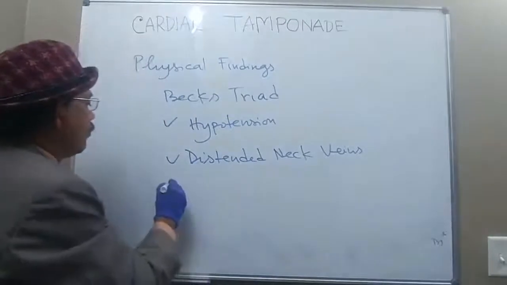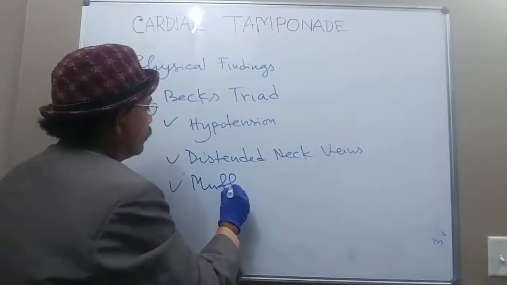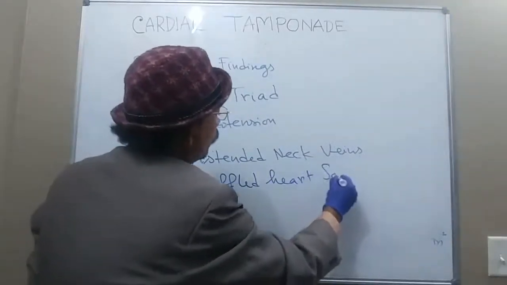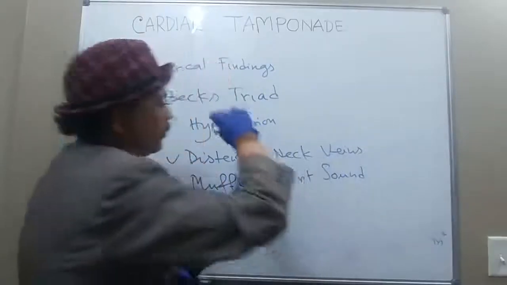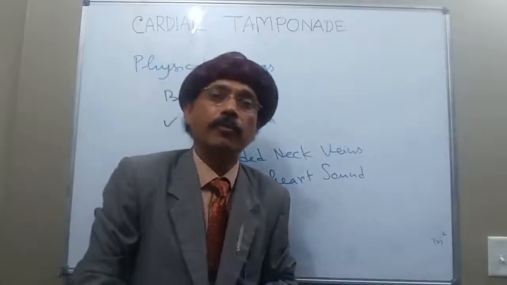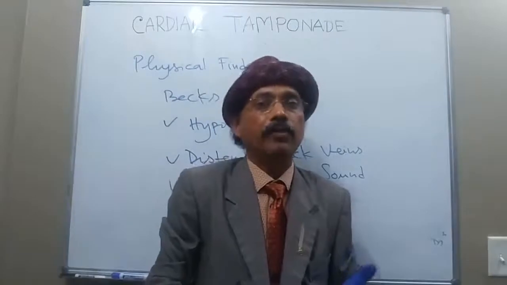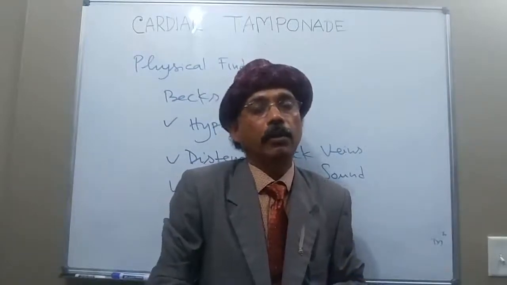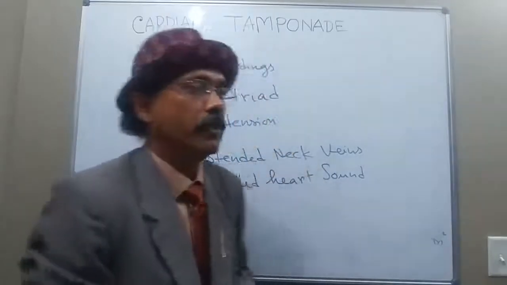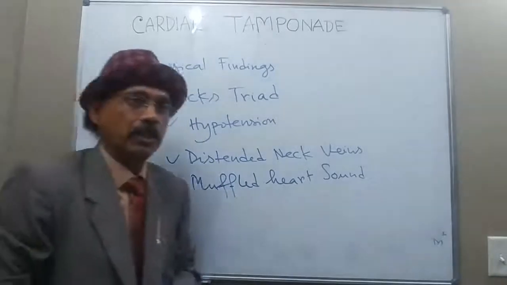Then we get muffled heart sounds, because the heart is surrounded by fluid. That fluid may be blood in case of hemopericardium. Sometimes it may be pus, the pyopericardium. It may be just serous fluid, depending on the pathology. These are the three components of Beck's triad.